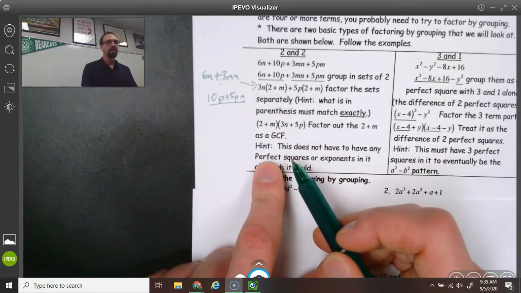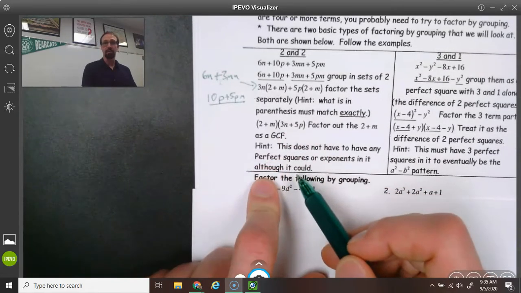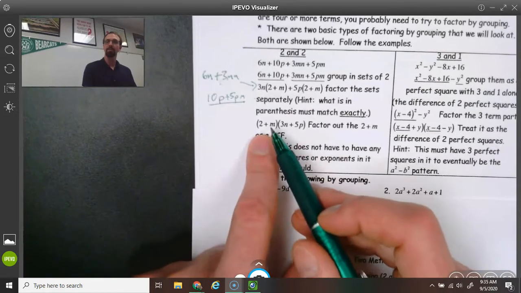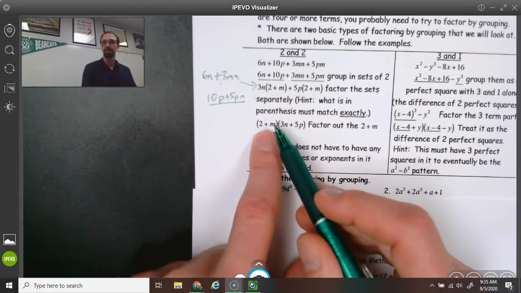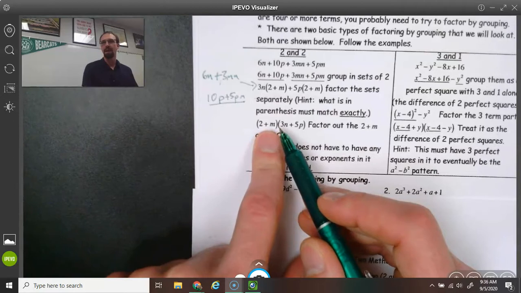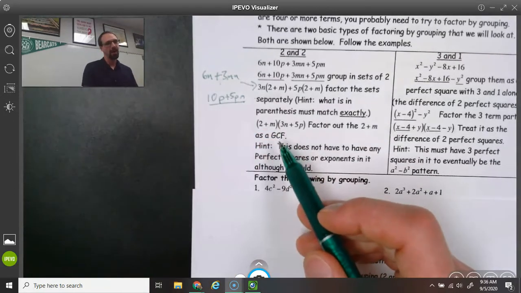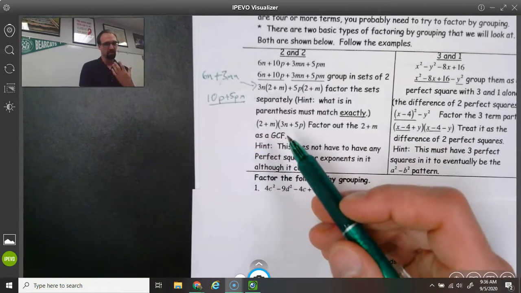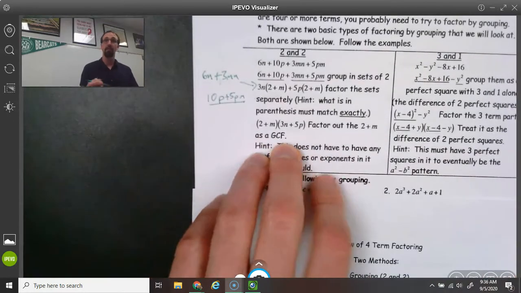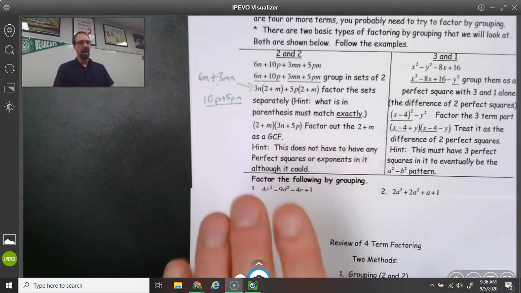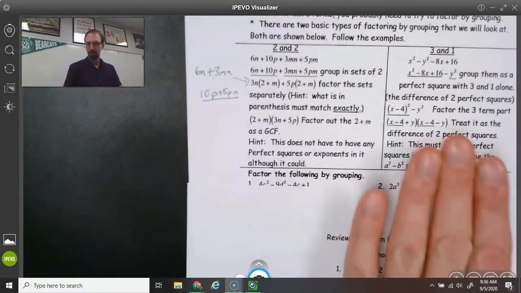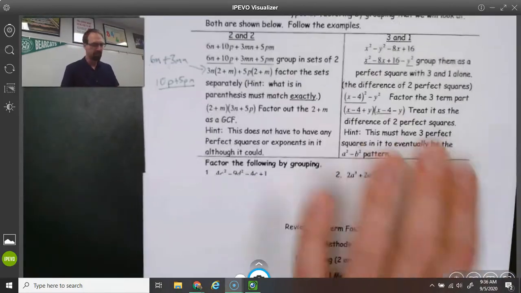So it does not have to have any perfect squares or exponents, though it could. I really want to showcase that there may be some scenarios where maybe you have an m squared here as well, and then you might need to factor again. So I'm just bringing that to your attention, that in some of these you'll have multiple factoring steps. I went through that one a little bit quick because I really want to focus on this 3 and 1. I feel like this is new for most students.